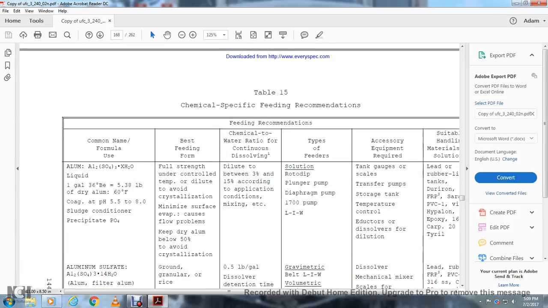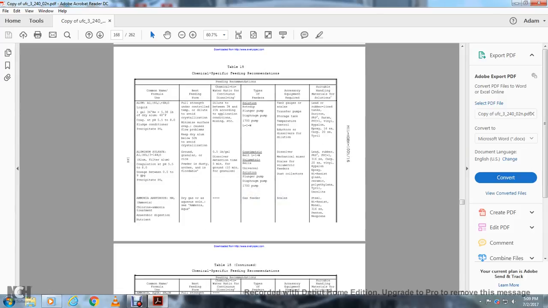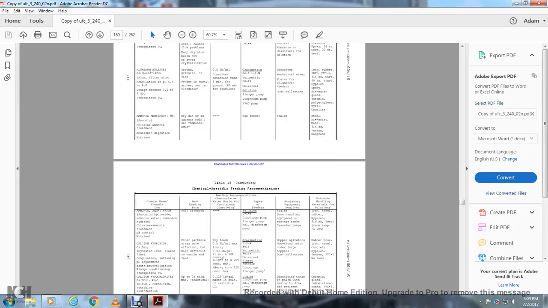Alright, these are the specific feeding charts: chemical formula and name, best feeding form, chemical water ratio, continuous dissolving, type of feeders, accessory heat equipment required, and suitable handling materials and solutions.